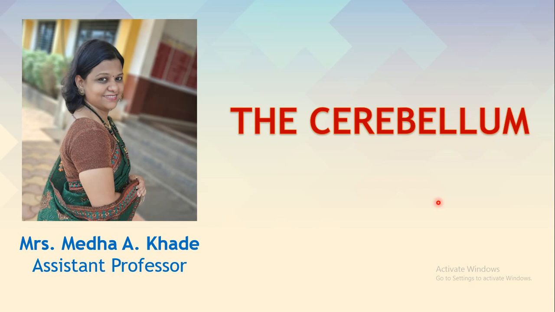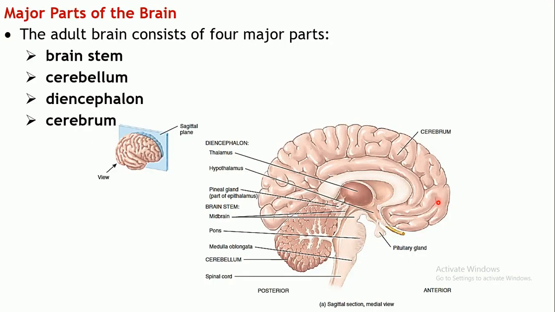So in this particular video we'll be discussing the cerebellum, which is another part of the brain. We're discussing the brain as a part of the CNS. We have seen that there are four major parts into which the brain is divided. We have already covered the brain stem in the last video, which comprises three parts, that is medulla oblongata, pons and the midbrain. So coming to the next part of the brain, that is the cerebellum.